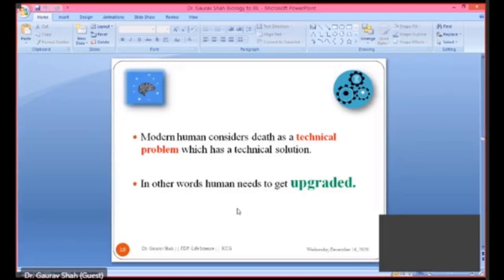Now, as we consider it a technical problem, and every technical problem has a technical solution. Suppose something is wrong with my heart, fine, a pacemaker is there, I can just replace it. If something is amputated, fine, there are artificial limbs available, and there are many other things, I think you might be aware of it. So in other words, we are in a war to defeat death, and how dangerous it is, time will tell. But in other words, humans feel that humans need to be upgraded, right? Whatever the technical problems are, there will always be a solution, though we might not have that solution right now, but in future I hope we can get it.